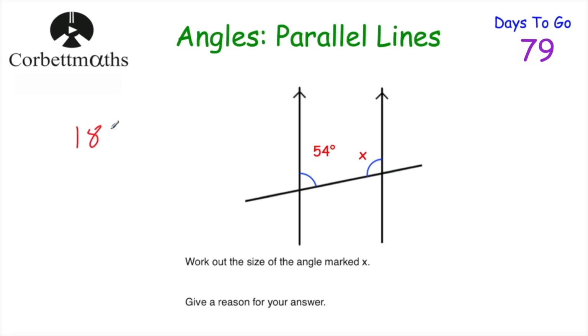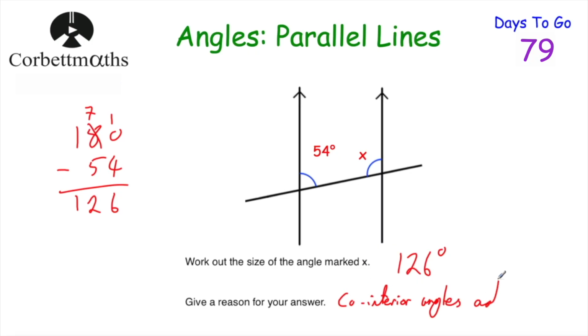So if we do 180 degrees take away 54, that's equal to, well, 10 take away 4 is equal to 6, 7 take away 5 is equal to 2, and then we've got our 1. So that means that x is 126 degrees. And to give a reason for your answer, we'll say co-interior angles add to 180 degrees.